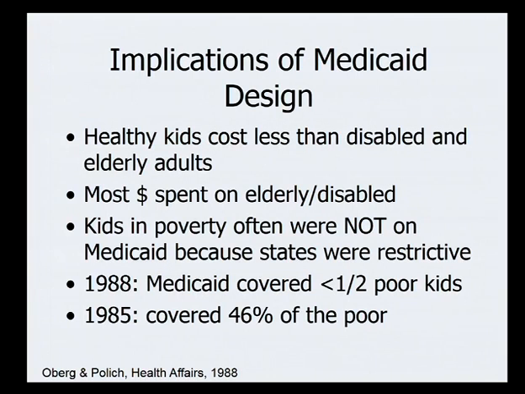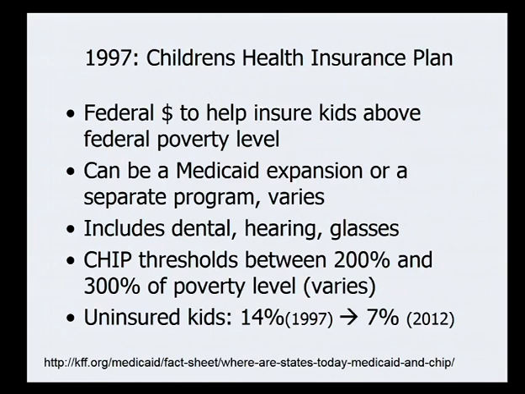States sometimes made it tricky to sign up and qualify for Medicaid, so a lot of kids in poverty didn't get it. In 1988, it covered under half of poor kids. And I think in 1985, I don't know why, it's just another statistic from the same period. It just showed that we were missing a lot of the poor.